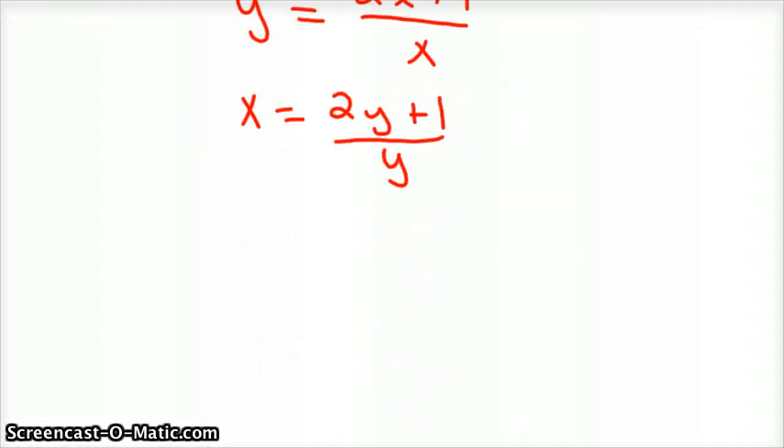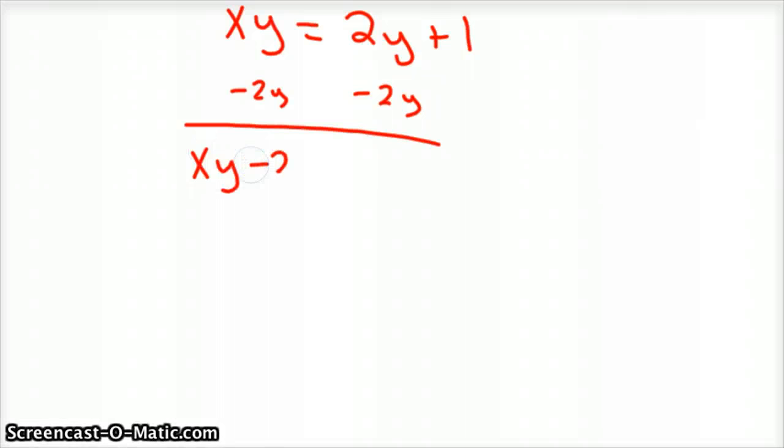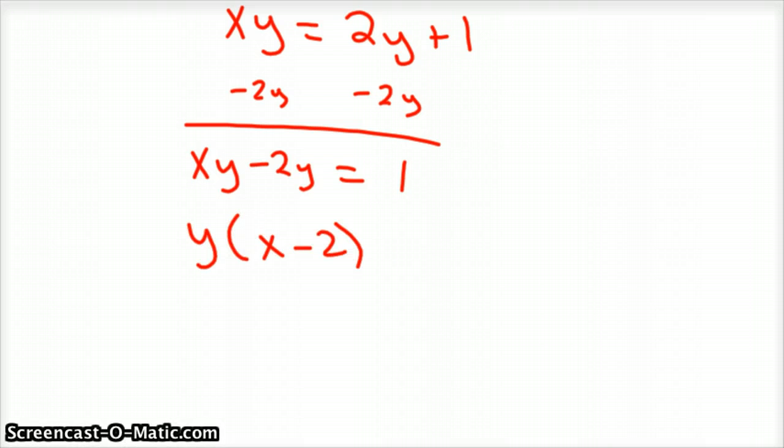Ouch, we got our y split up, so we need to get our y's together on one side of the equation. We can go ahead and put this over 1 and cross multiply, so xy equals 2y plus 1. Then get your y's together on one side by subtracting 2y. So xy minus 2y equals 1. Then I'm going to factor out a y, using the distributive property, so y times (x minus 2).